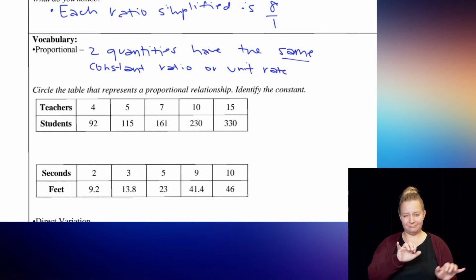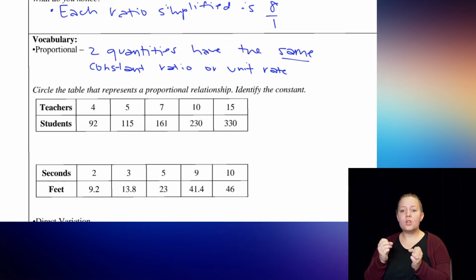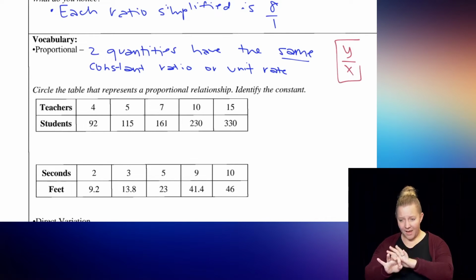So we've been dealing with unit rates thus far. You don't have to necessarily call it a constant ratio, but we're just looking for that constant for it to be the same. So circle the table that represents a proportional relationship and identify the constant. To find our constant, to see if it is constant, again we're doing what we did up above: Y divided by X. That's kind of our magic formula, if you will. So we're going to do that each time.